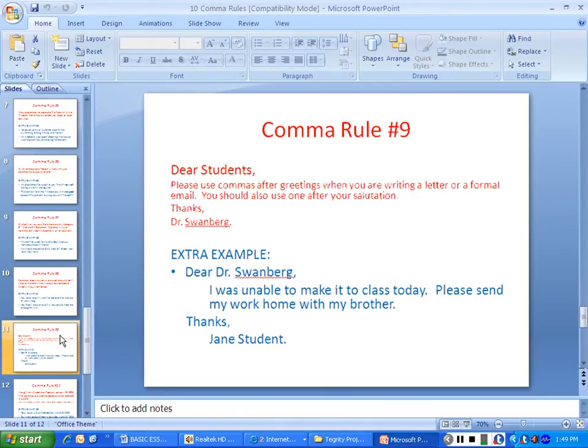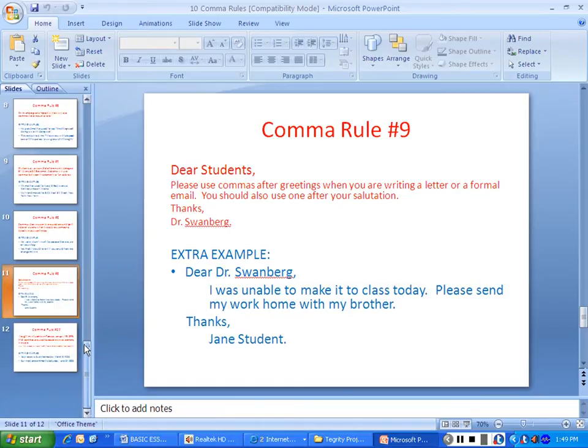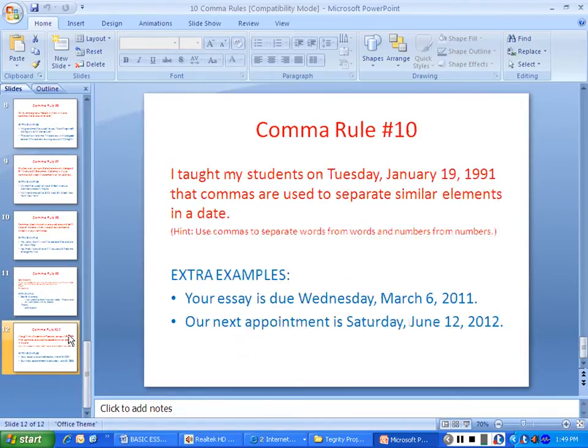Comma rule number 9. Dear students, please use commas after greetings when you are writing a letter or a formal email. You should also use one after your salutation. Thanks, Dr. Swanberg. Let's take a look at this rule. After the greeting, dear students, and after the sign-off, thanks, there are commas. Here's an extra example. Dear Dr. Swanberg, I was unable to make it to class today. Please send my homework with my brother. Thanks, Jane Student. Here we go. Rule number 10. It's the last one.